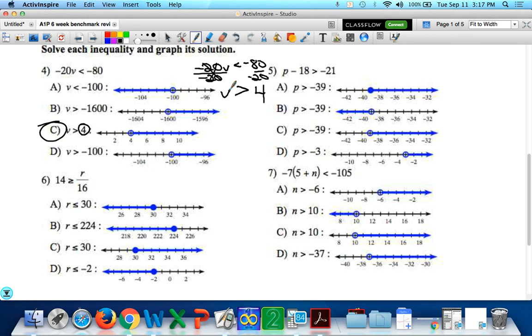Also, let's just make sure it's graphed right, open circle. Whenever the variable's on the left-hand side, we always want the variable on the left because when it's on the left, we can trust the arrow. This arrow points to the right, we shade right, okay?